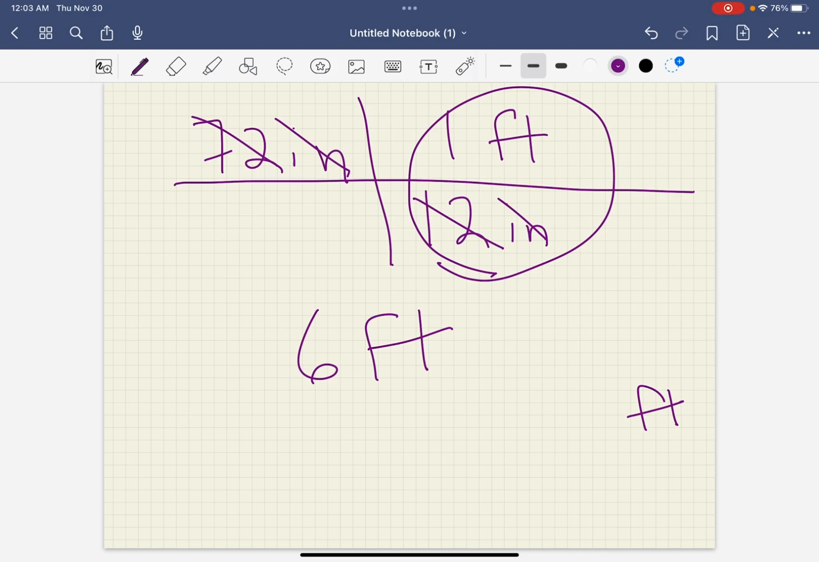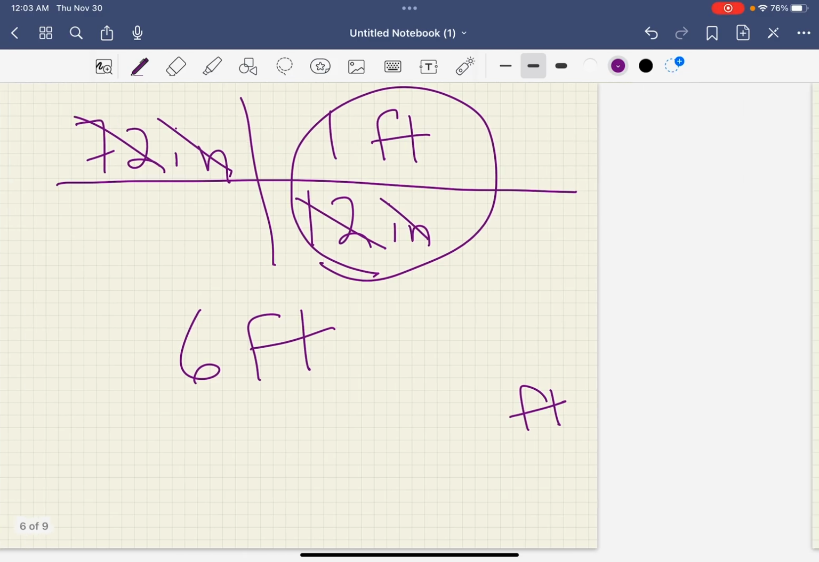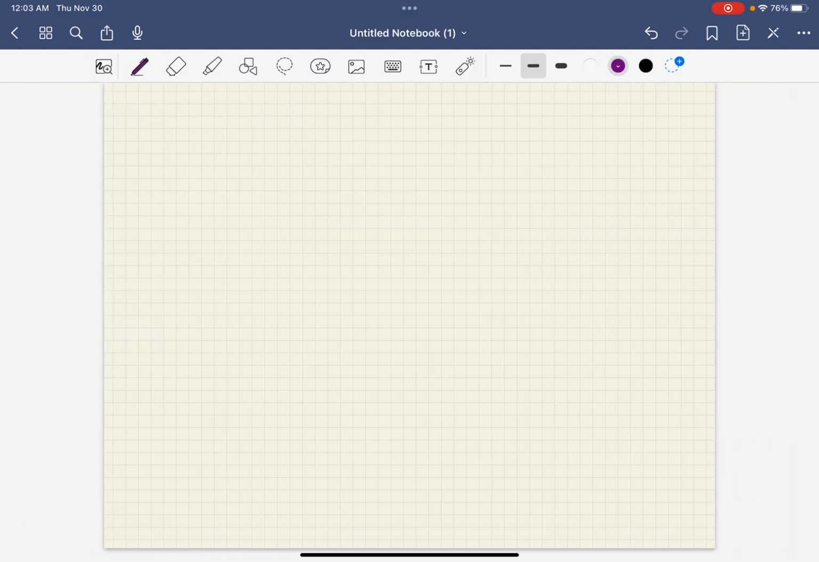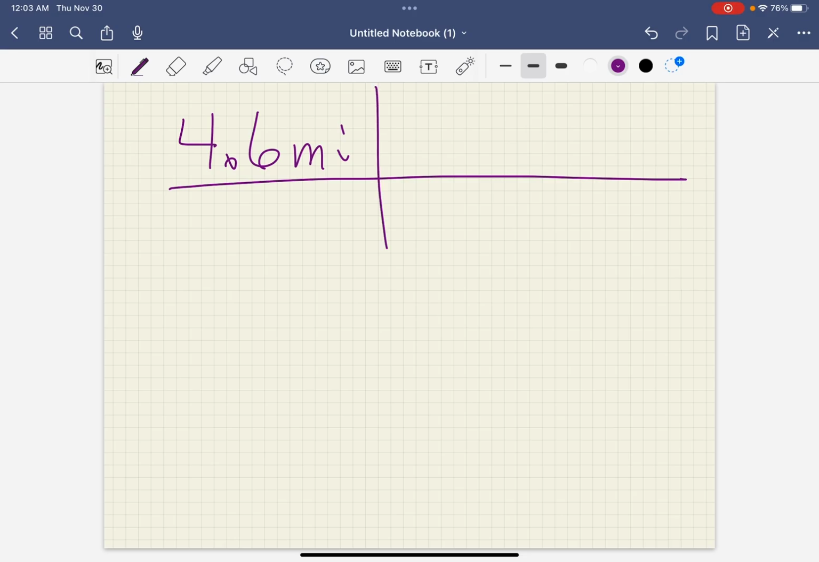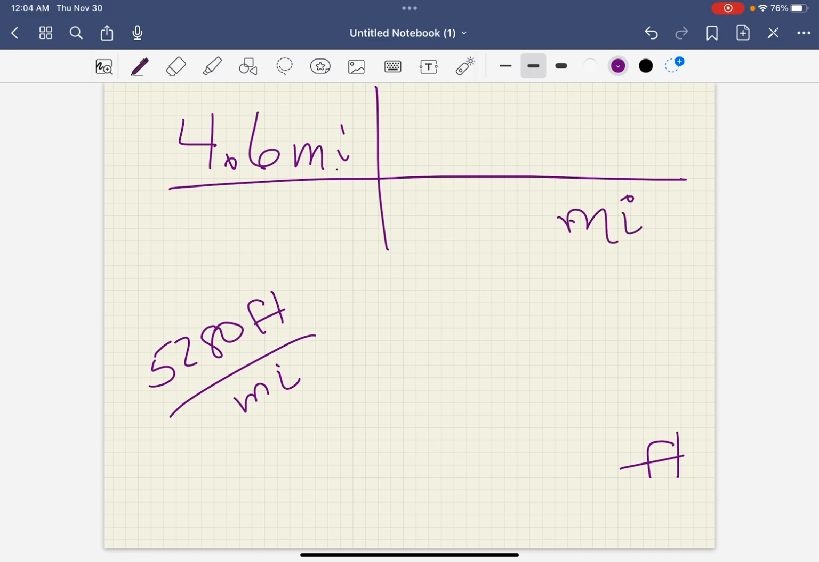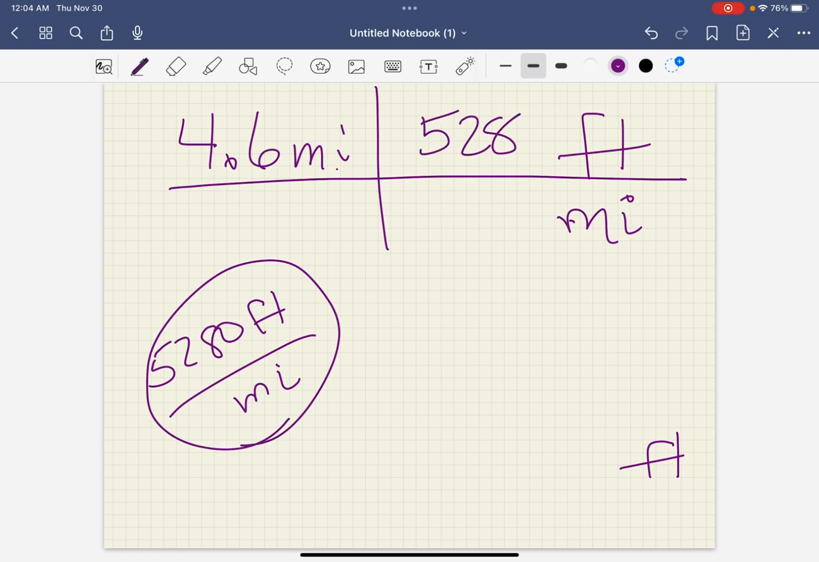All right, the next one says use a unit multiplier to convert 4.6 miles to feet. I'm going to feet, and I'm just going to write down here there's 5,280 feet in a mile. Okay, I need miles down here, so they'll cross cancel, which means feet is going to go up here. So here it is. There's the unit multiplier we need to use. 5,280 feet in 1 mile.